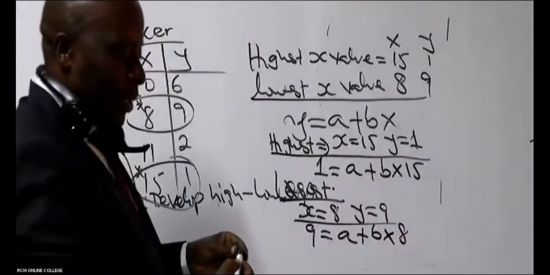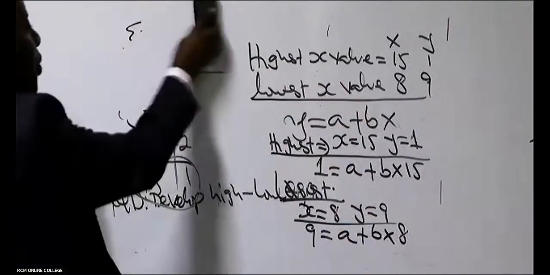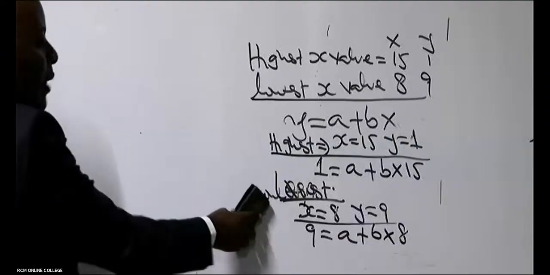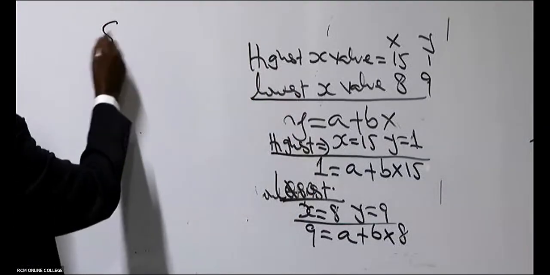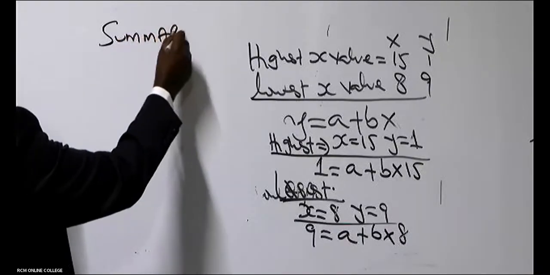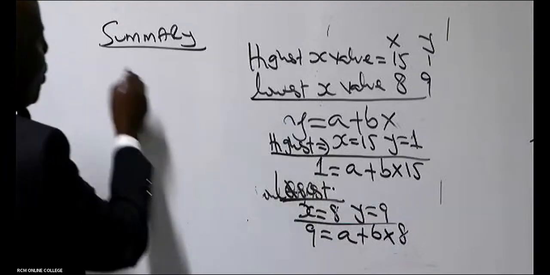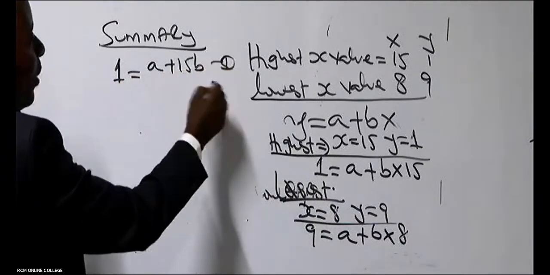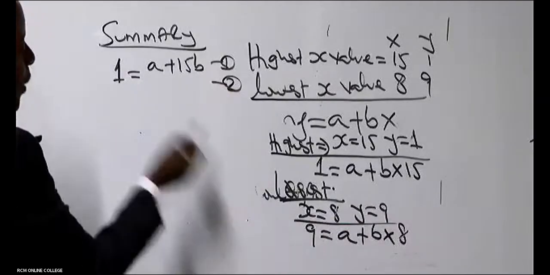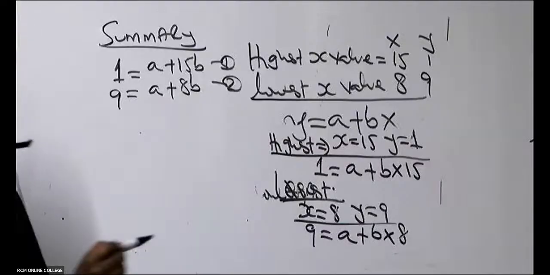Yeah, you're right. So then once you write like that, now you can come and just do a summary of your equations. There are 2 of them. So summary of your equations, we have the first equation, which will be 1 equals a plus 15b. Equation number 1. Equation number 2, it is 9 equals a plus 8b.